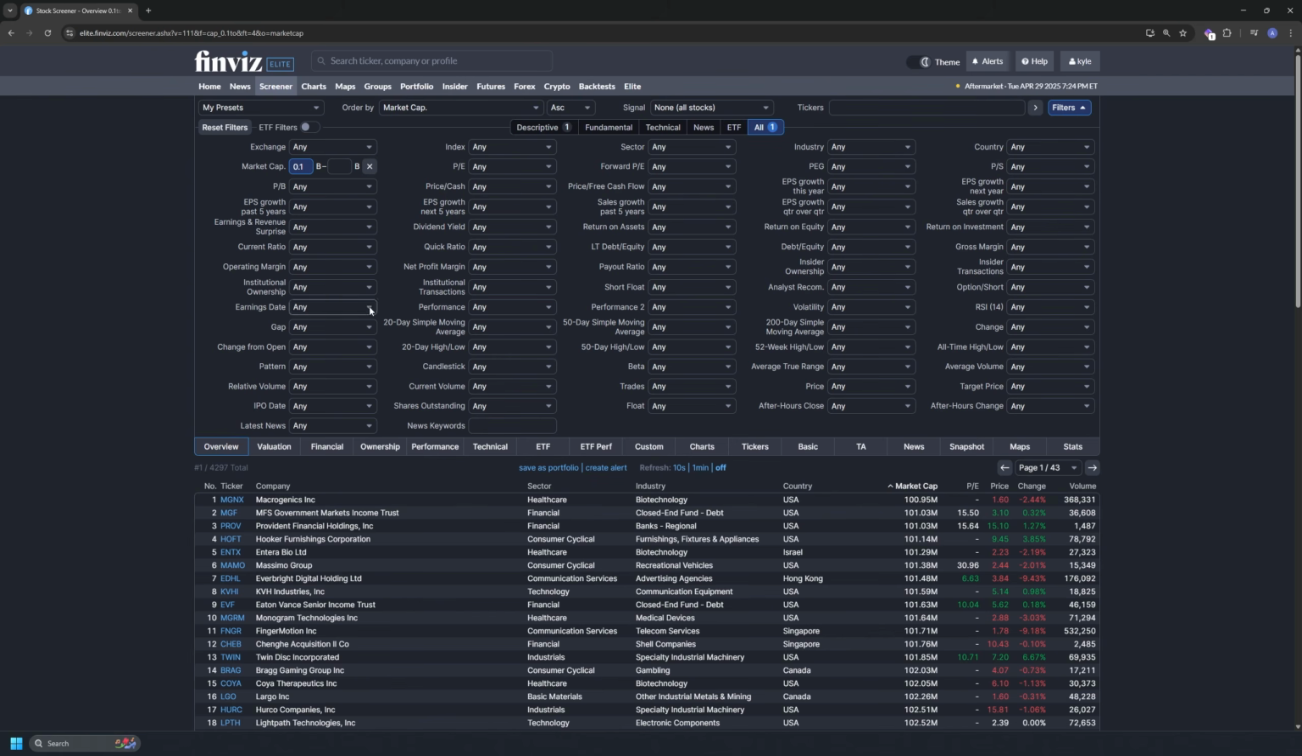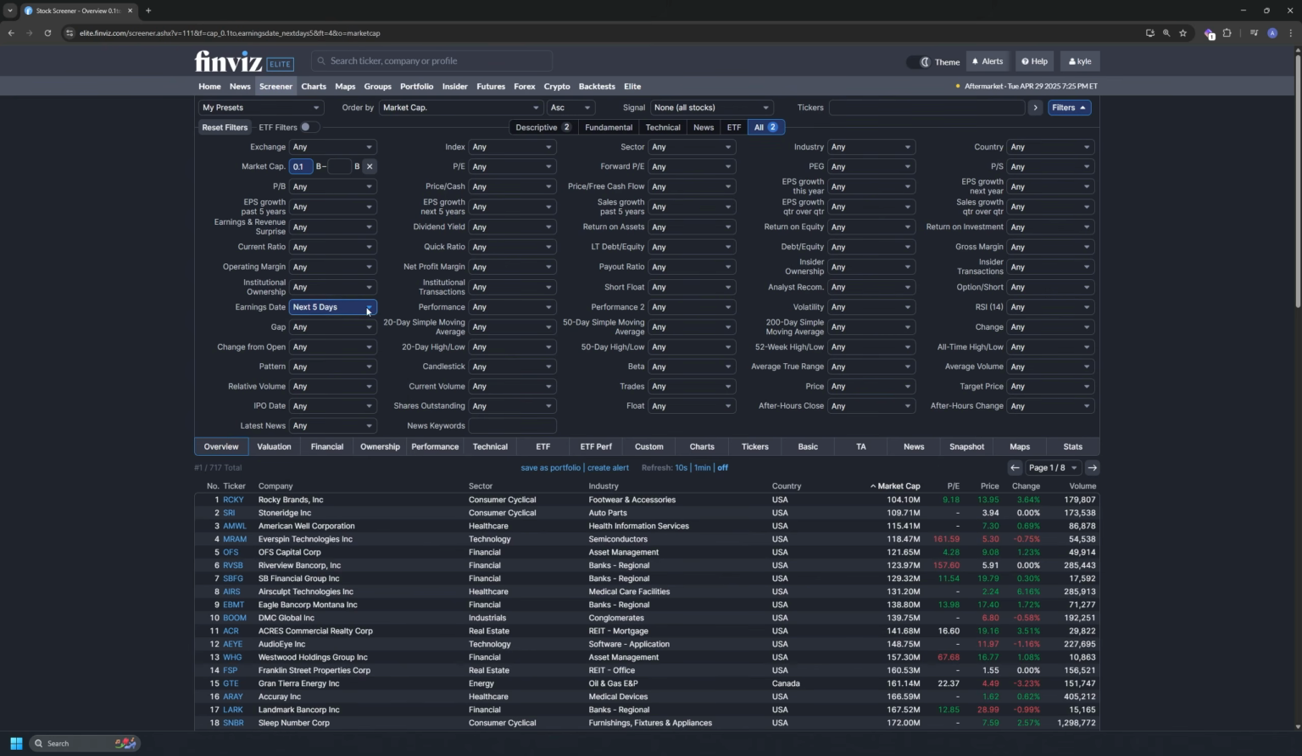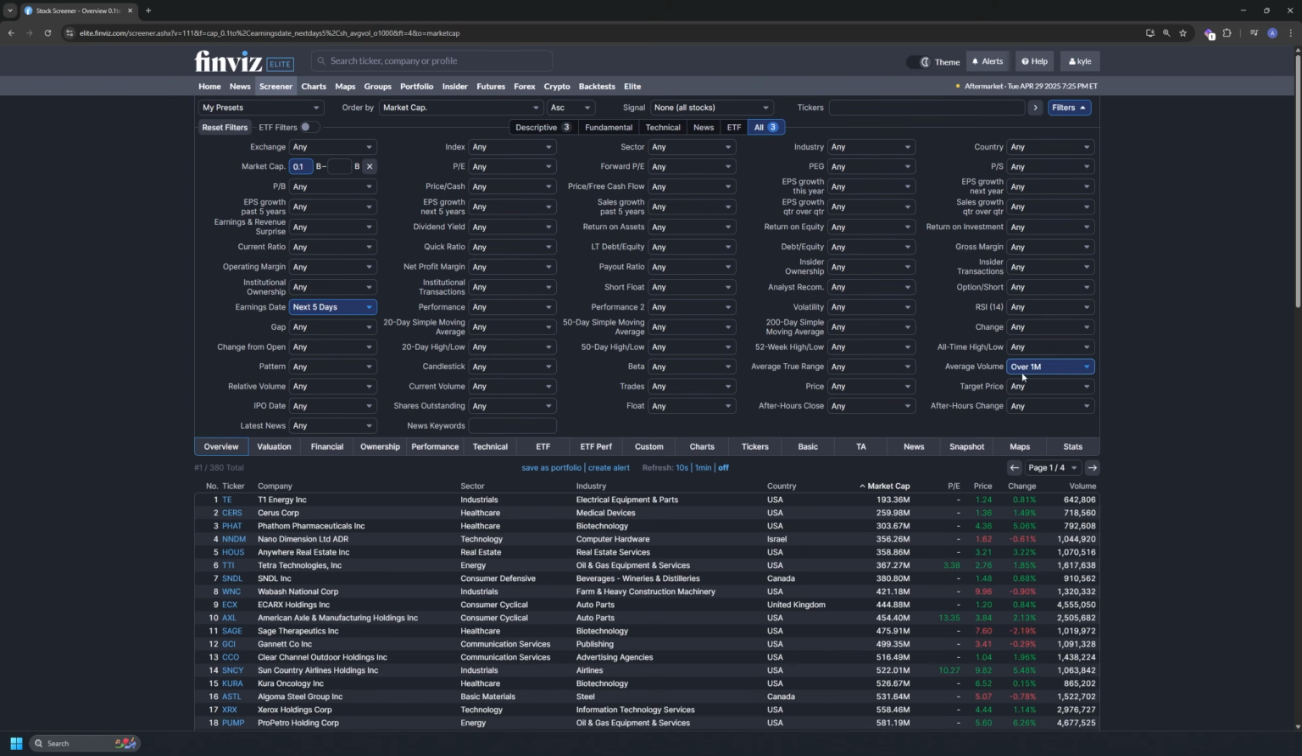The next thing you want to be looking for is the earnings date. We're going to be looking for stocks that are about to report earnings. So we want to look for earnings date over here, and we're going to be looking at the next 5 days. When this is selected, we're going to move to the average volume. We definitely want stocks with over 1 million shares. This is going to make sure that it is liquid and trading enough. You don't want something that has almost no volume and you're not going to be able to really trade.